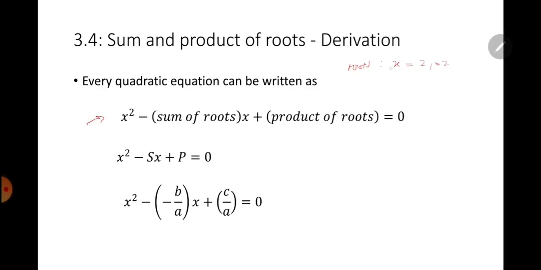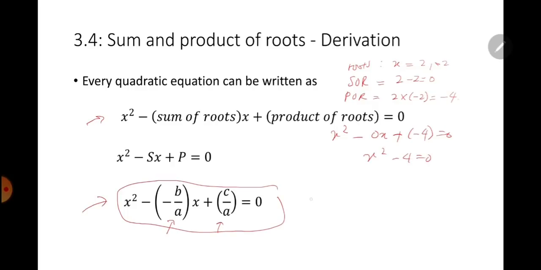Okay, so can you get its quadratic equation when you have roots x equals 2 and negative 2? Yes, you can, because you can get the sum of roots, which is 2 plus negative 2, so you get sum of roots equals 0. And the product of roots is 2 times negative 2, which is negative 4. So the quadratic equation is x squared minus 0x plus negative 4, so you get x squared minus 4 equals 0.